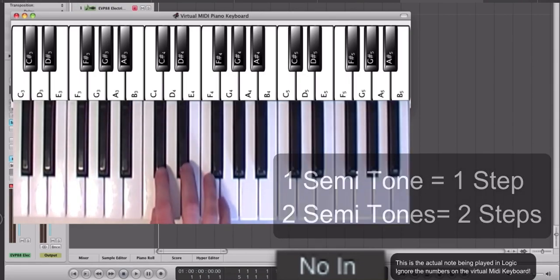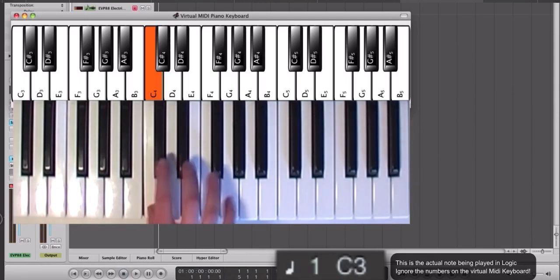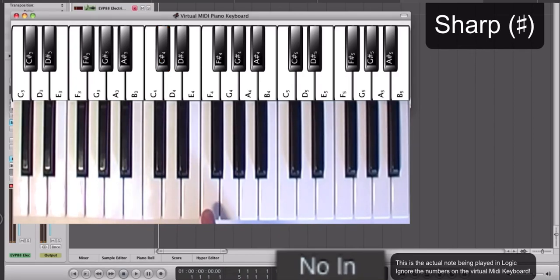When we look at the black notes, when a black note is a semitone above a white note, we call it a sharp. So this is C sharp, this is C, and this is C sharp. If we go to F, for example, we've got F, we sometimes call it F natural, F, and then we go one semitone above, and it's called F sharp.